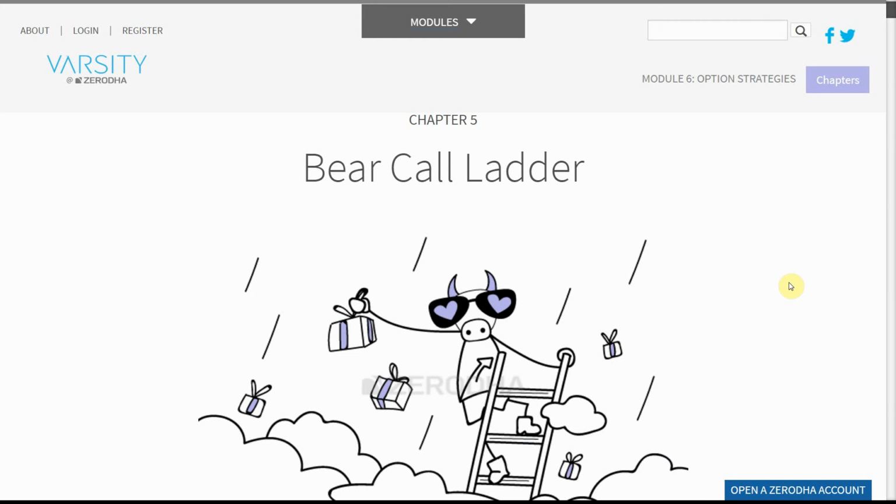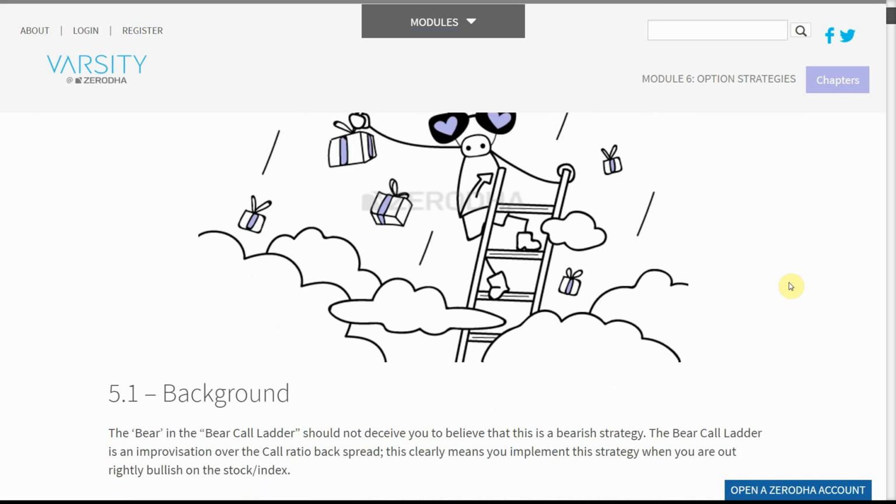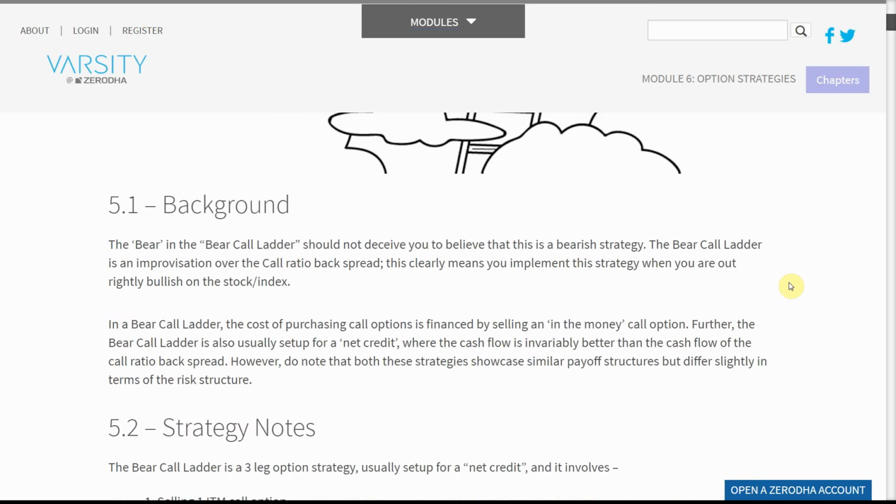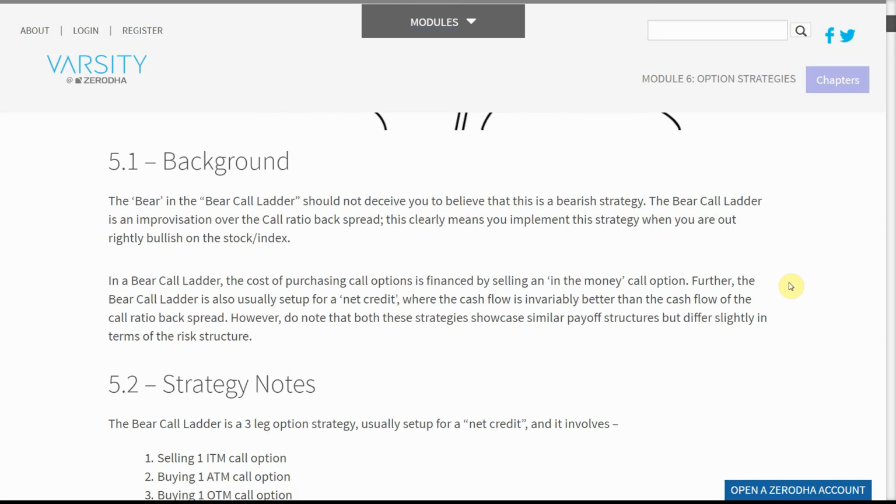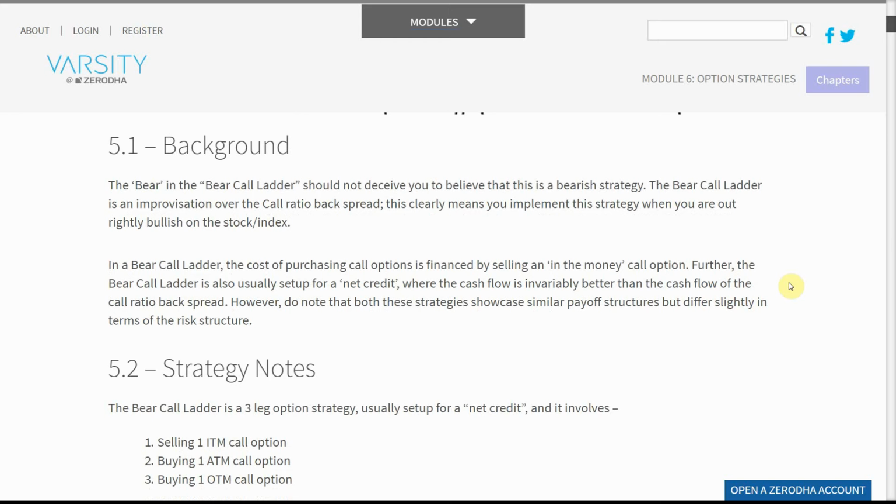Chapter 5. Bear Call Ladder. 5.1 Background. The bear in the bear call ladder should not deceive you to believe that this is a bearish strategy. The bear call ladder is an improvisation over the call ratio back spread. This clearly means you implement this strategy when you are outrightly bullish on the stock index.